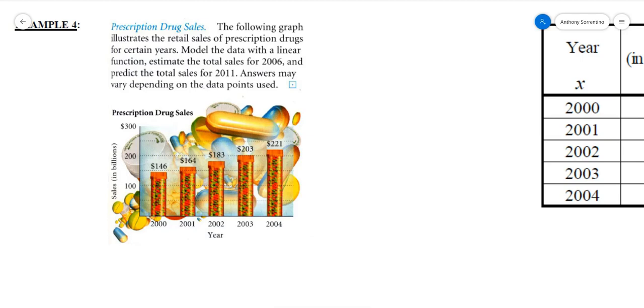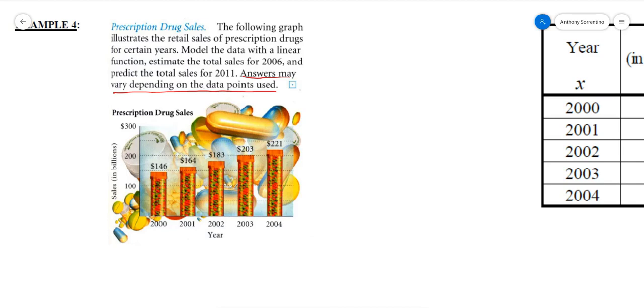Prescription drug sales. The following graph illustrates the retail sales of prescription drugs for certain years. Model the data with a linear function. Estimate the total sales for 2006 and predict the total sales for 2011. Answers may vary depending on the data points used. Ultimately, that's one of the things I don't really like about it. It's hard to check your work if they say the answers may vary depending on what points you used. I'm going to explain what they mean by that momentarily.